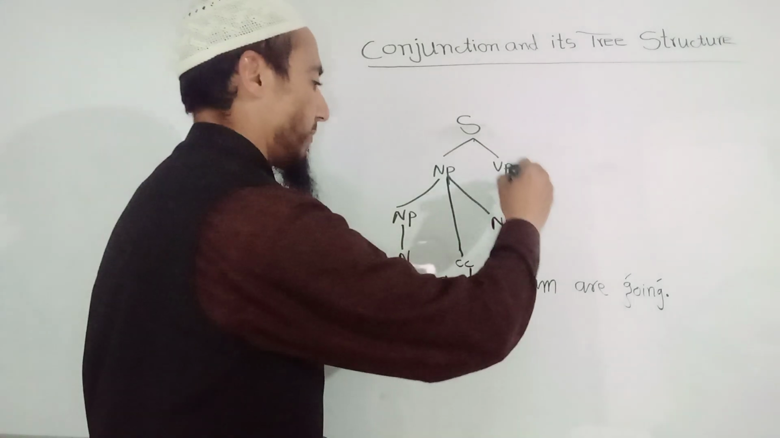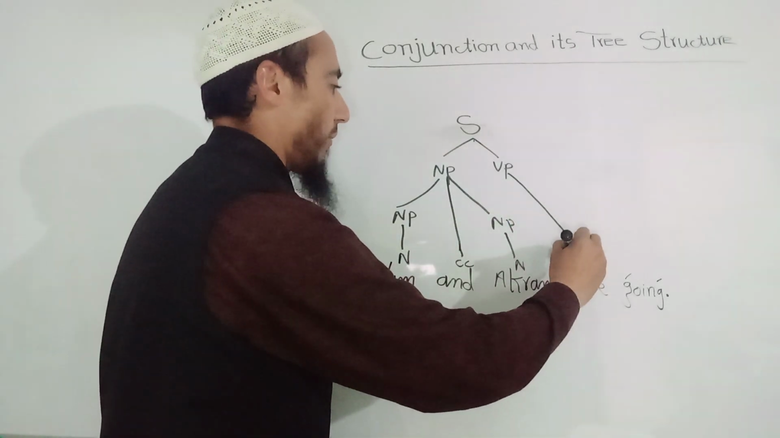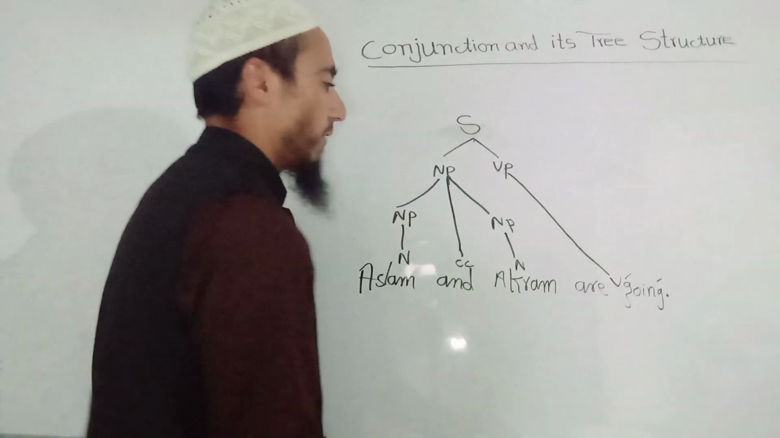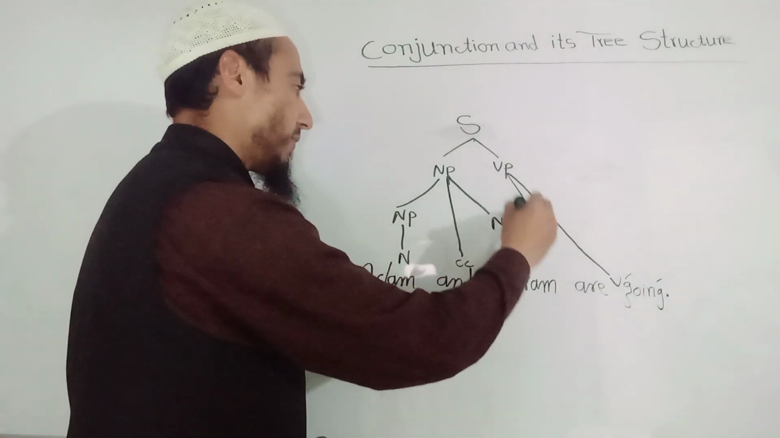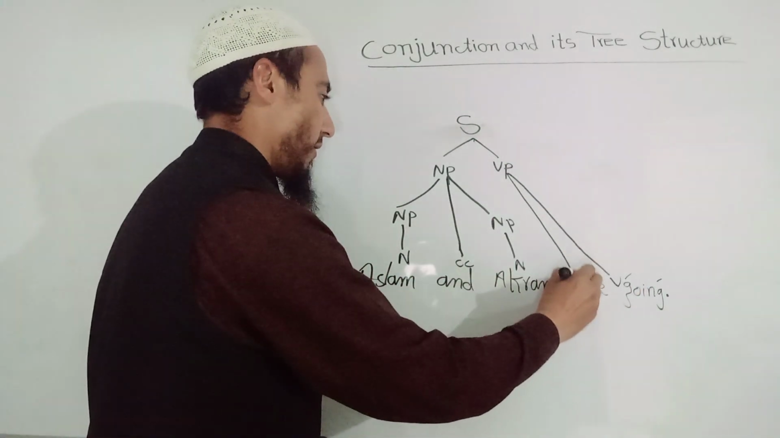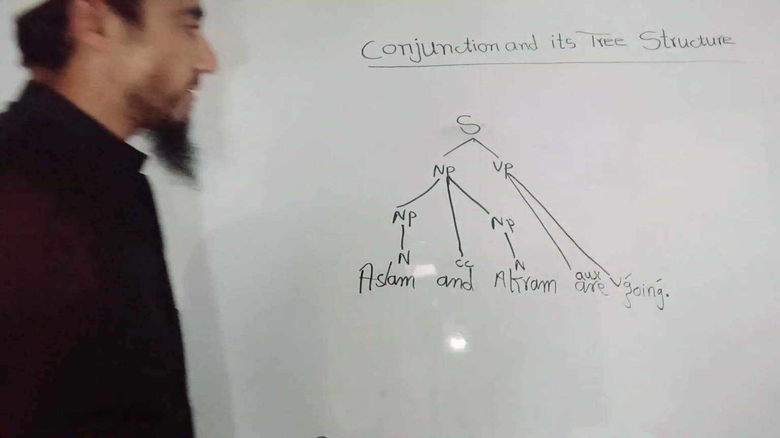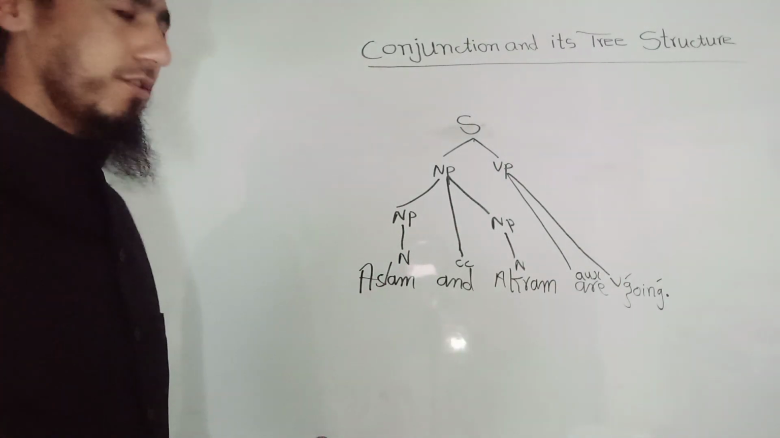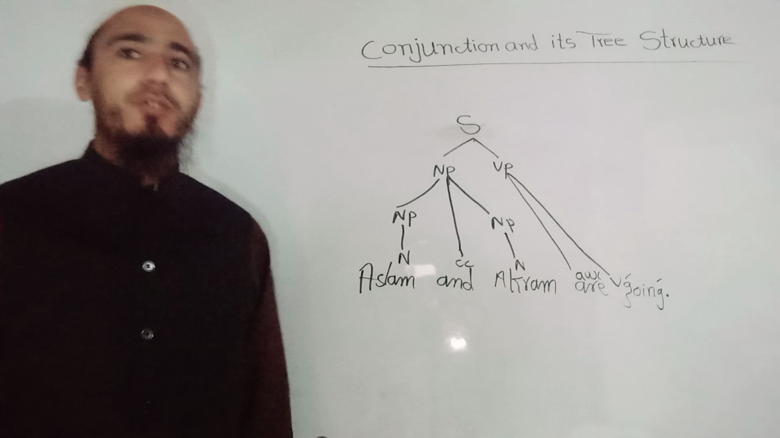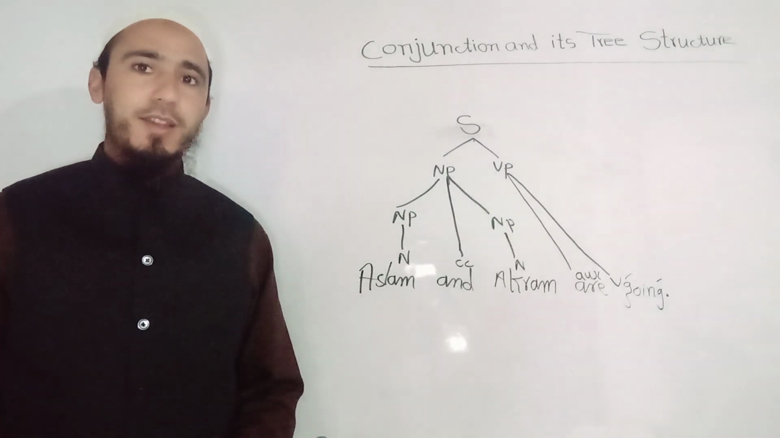And after that we are separating the verb phrase. We have V, which means verb, going. And with the verb we have auxiliary verb, that is are. So this is all about conjunction and its tree structure. Hope that this topic is clear to you.